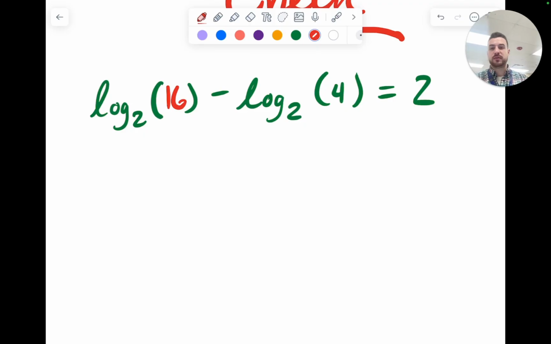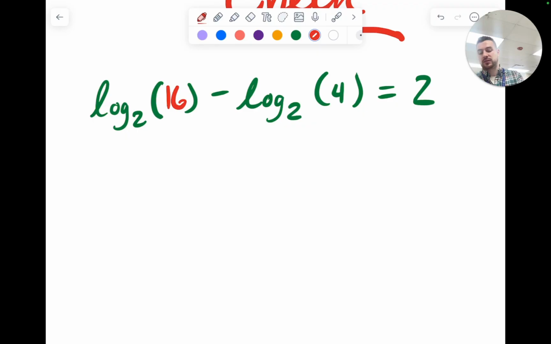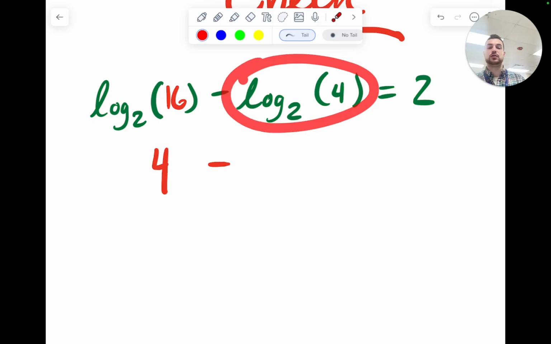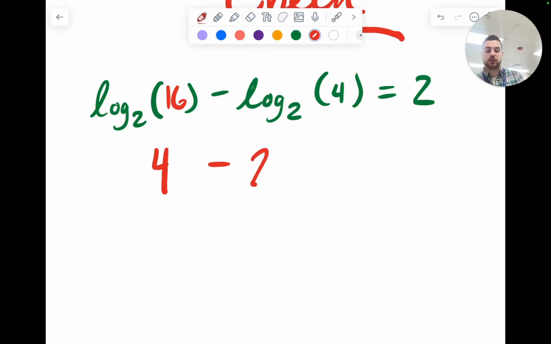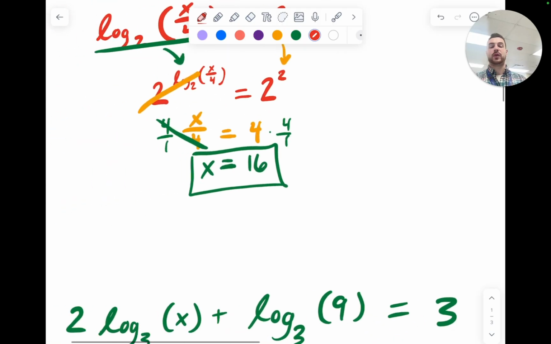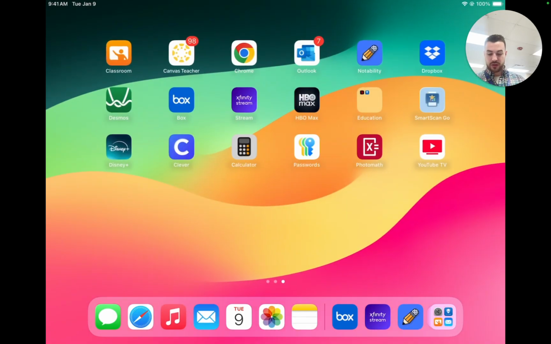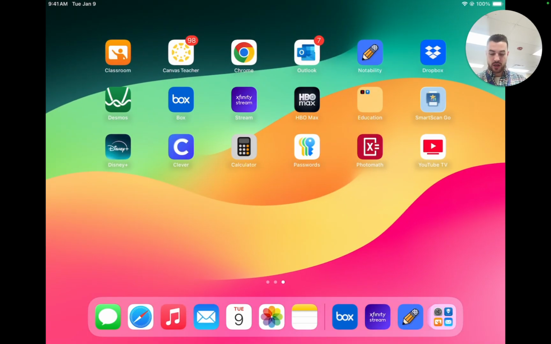We could also use some mental math here. Log base 2 of 16 is saying 2 to what power is 16? The answer is 4. Log base 2 of 4 is saying 2 to what power is 4? The answer is 2. 4 minus 2 is, in fact, 2. So this checks out. What that means is we got our solution of x equals 16, which is, in fact, the correct solution. Again, if you wanted to, you can do that on your calculators as well.